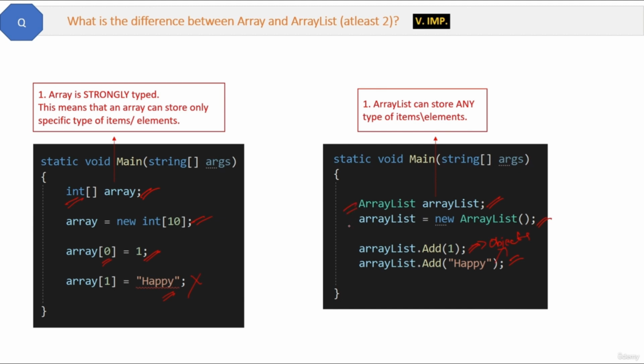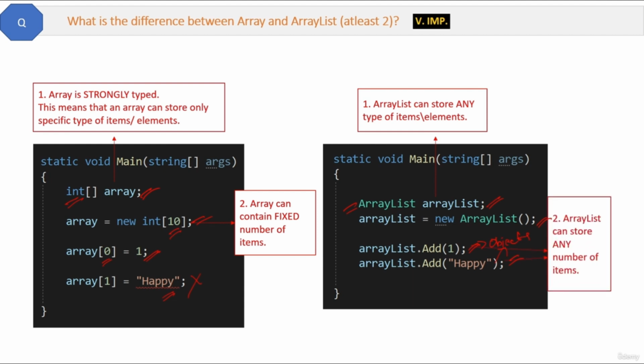both values like this. The second difference is that an array can contain a fixed number of items. See here, we have to give the number of items in the array in advance. Here we have assigned 10. If we do not give this number, then it will give an error. On the other hand, an ArrayList can store any number of items. See, there is no count here. You can add any number of items in the ArrayList. So these are the differences between the two.